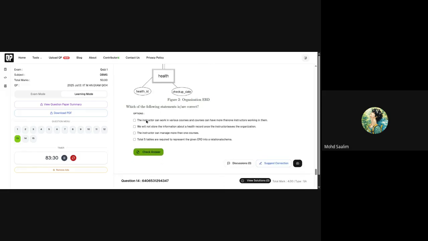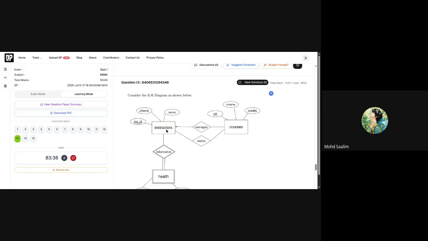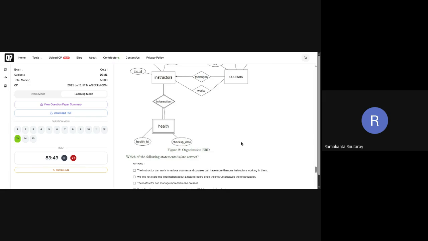ER diagram shown below, which of the following statements are correct? The instructor can work in various courses and courses can have more than one instructor. Is it true? Courses have only one instructor, no? Yes, instructor can have multiple courses. Correct. We will not store the information about a health record once the instructor leaves the organization.